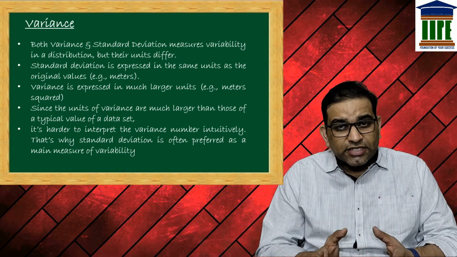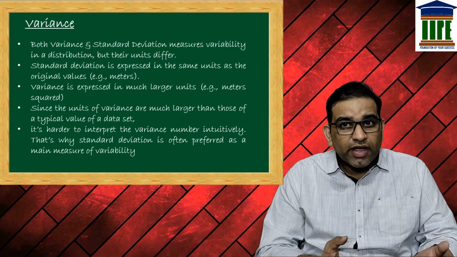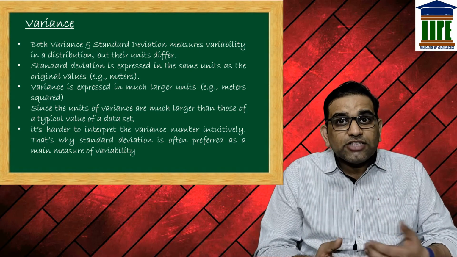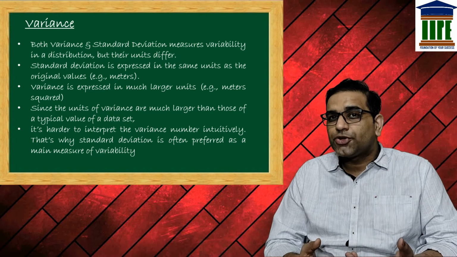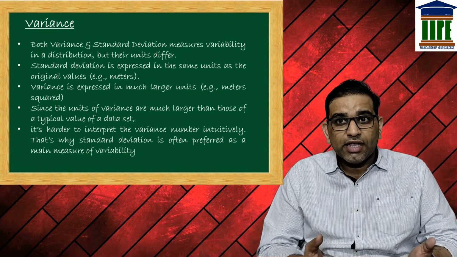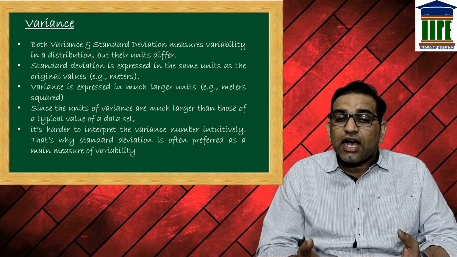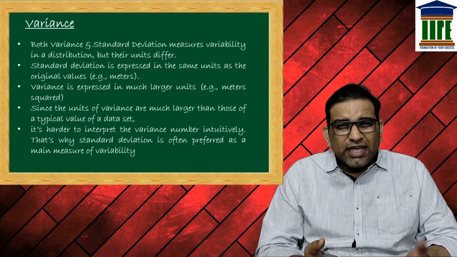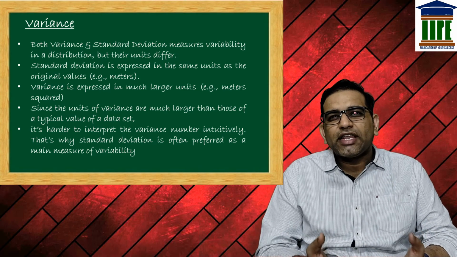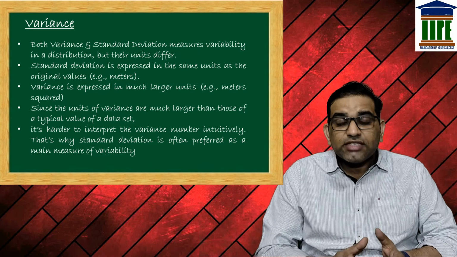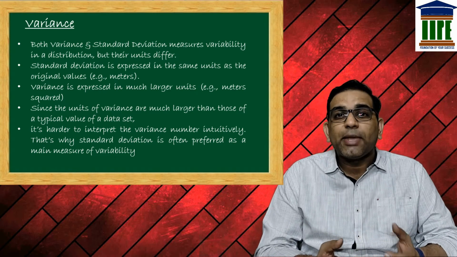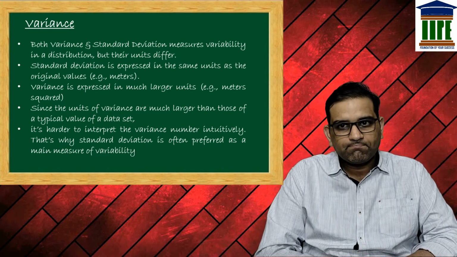Standard deviation is expressed in the same units as the original values, for example meters, whereas variance is expressed in much larger units, for example meters squared. Since the units of variance are much higher, practically it becomes harder to interpret the variance number intuitively. That's why standard deviation is often preferred as the main measure of variability.